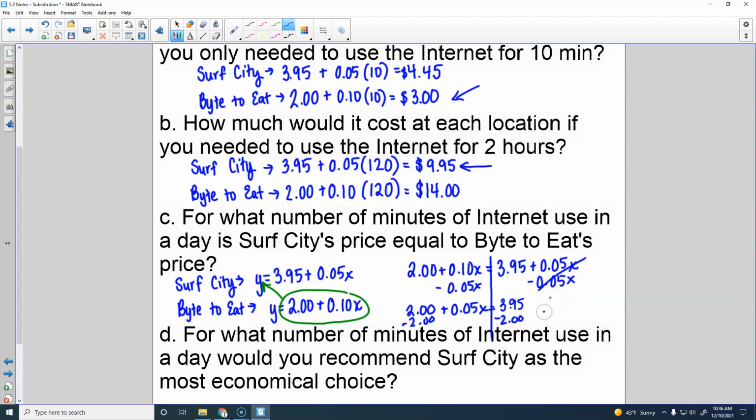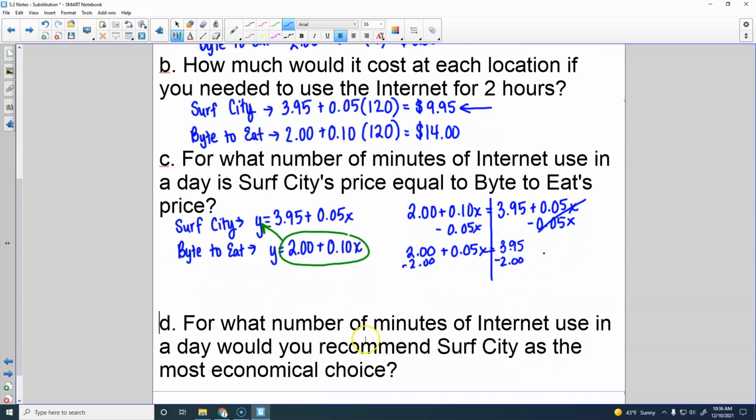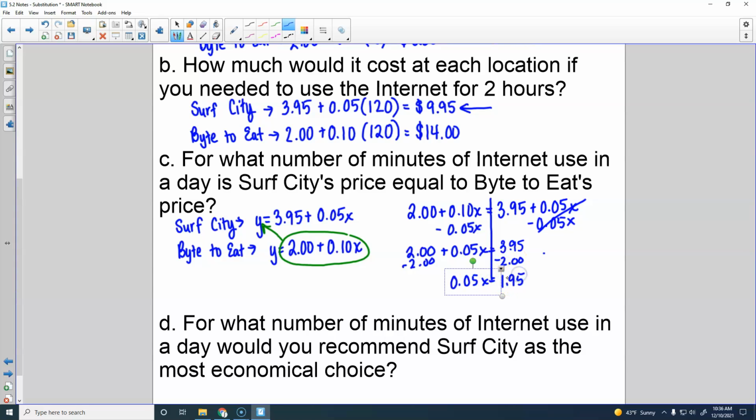I'm running out of room here. All right, so we get 0.05x equals 1.95. And then, Caroline, what's my last step there? Good. Divide both sides by 0.05. And what do we get whenever we do that? Anybody got that for me?